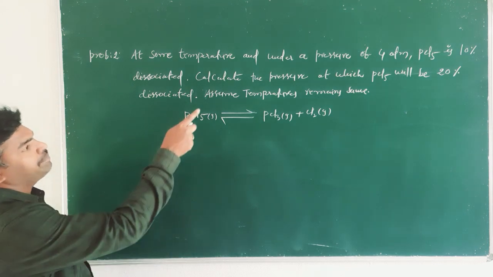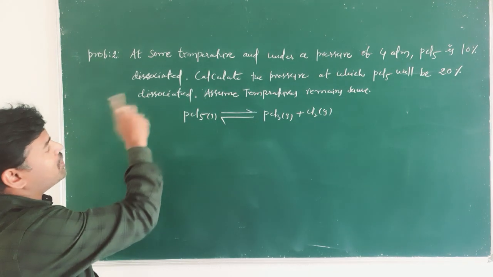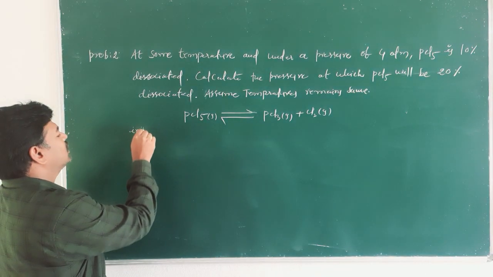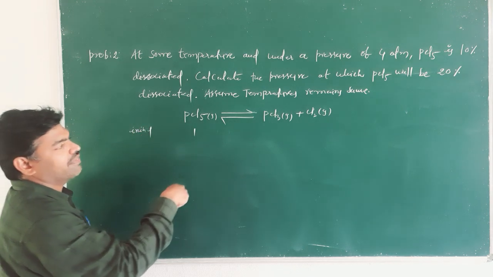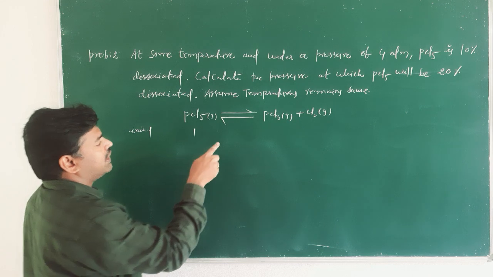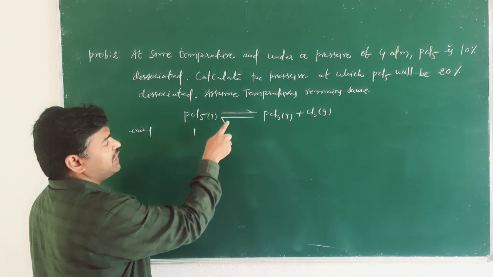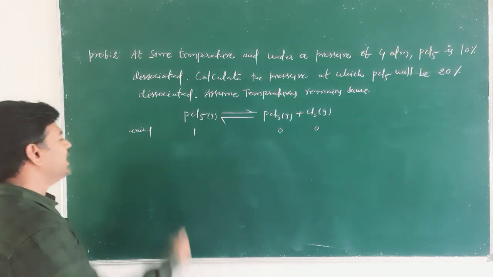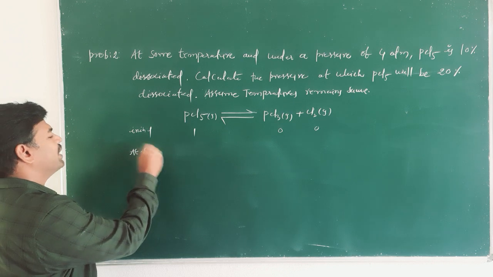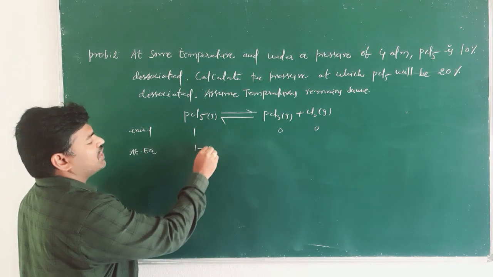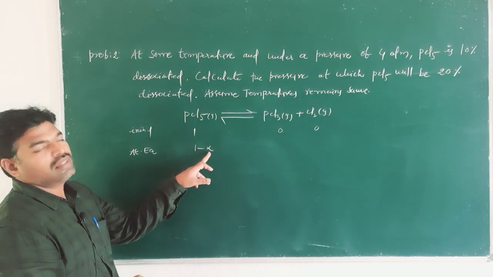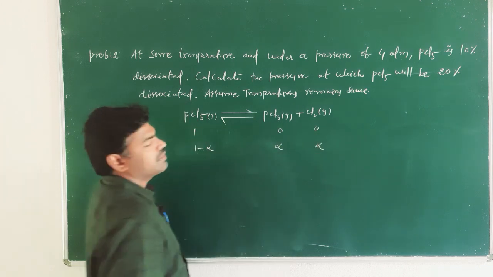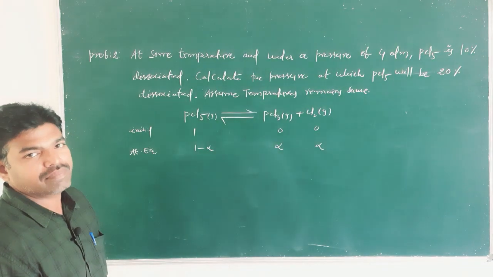Now, forget about the 10% dissociation. Let us take initial moles. Initially there is 1 mole of PCl5, and before the equilibrium is established, the moles of PCl3 and Cl2 are 0. And at equilibrium, alpha is the degree of dissociation, so alpha moles of PCl5 are dissociated, and alpha moles of PCl3 and alpha moles of Cl2 are formed, right.